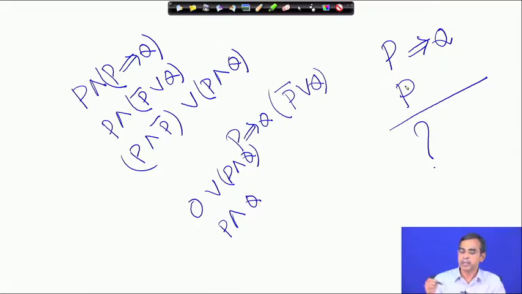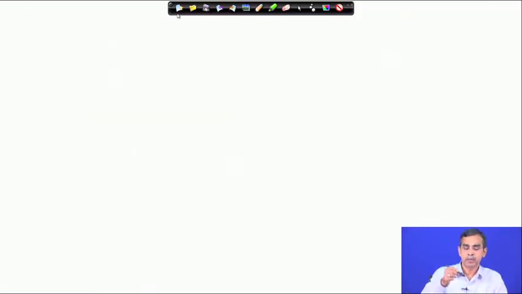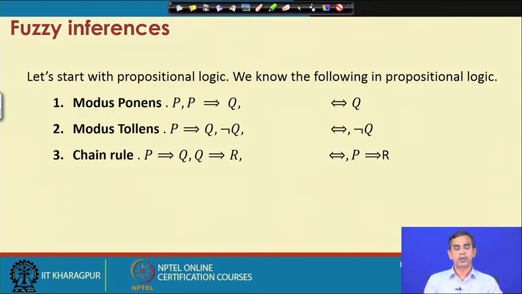Now, as I told you, P always takes the truth value 1. So, I can write 1 and Q, and 1 and Q means it is Q. So, if these are the two premises, then we can derive another conclusion, which is Q. So, if P implies Q is given and P is given, then we can conclude Q. This is the basic concept, the formula in Modus Ponens.